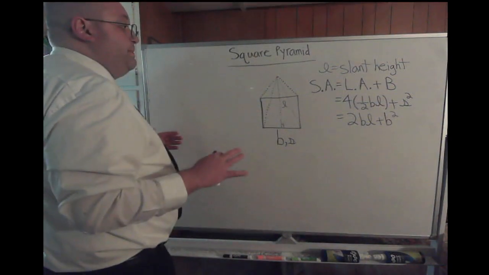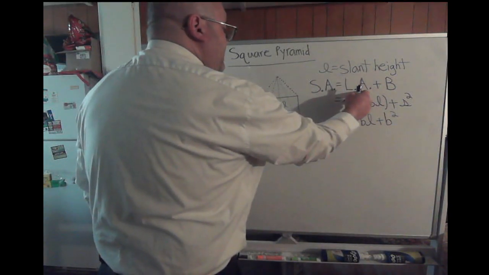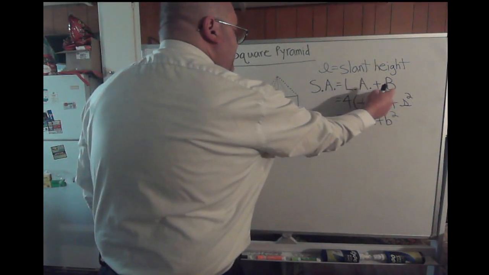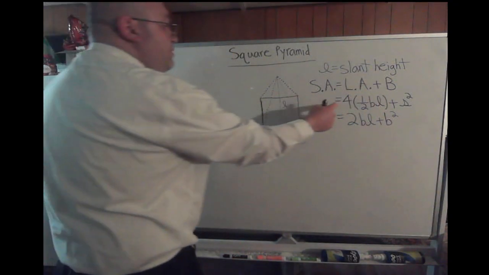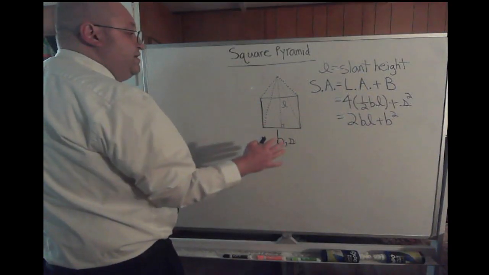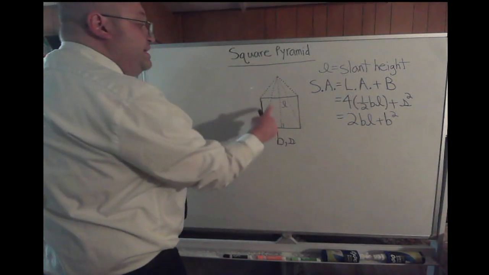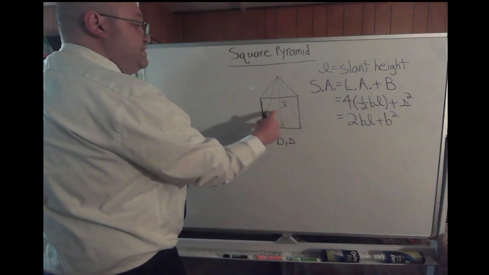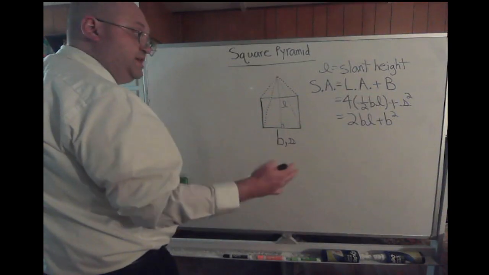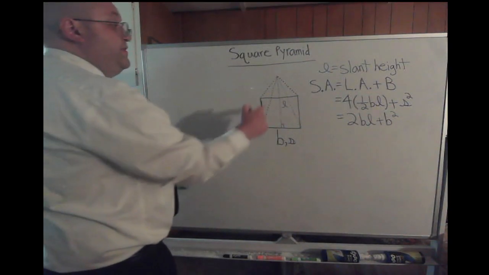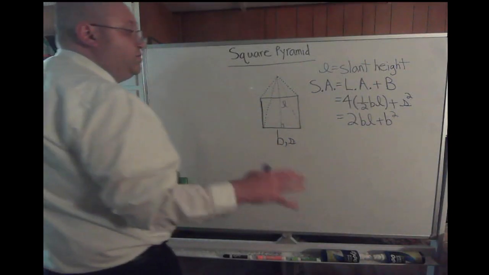So once again, the surface area of a pyramid equals the lateral area plus the area of the base. The lateral area is however many faces you have. You'll know how many faces you're going to have by how many sides your base has. In this case, it's a square, so we have 4 faces, because a square has 4 sides. Now your faces in a pyramid are always a triangle. It'll always be a triangle in a pyramid.